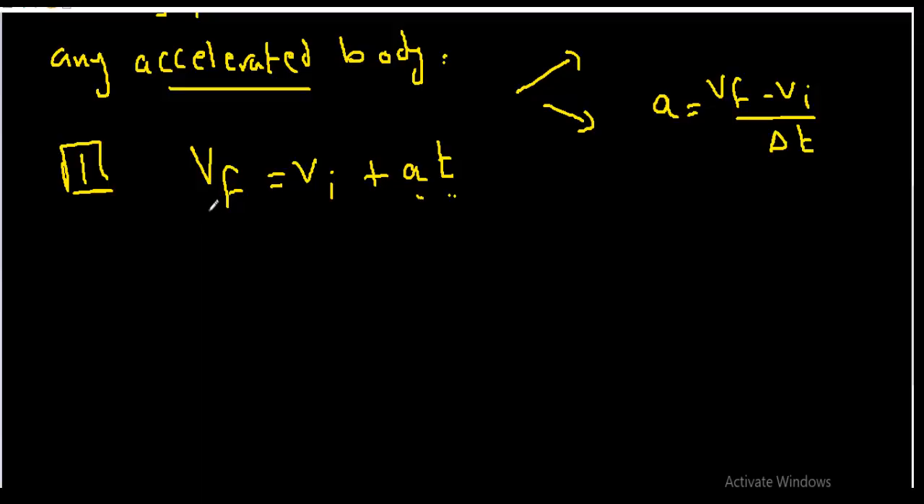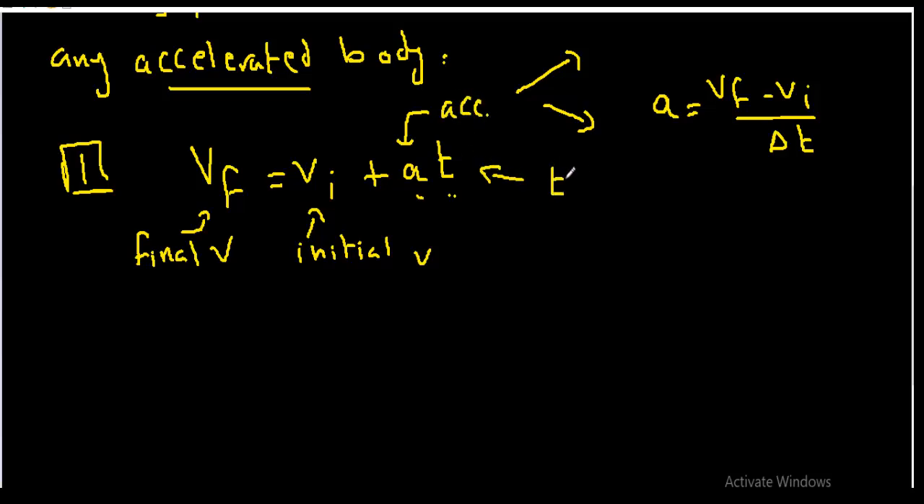Okay, in this equation, Vf means final velocity, Vi means initial velocity, a means acceleration, t means time.